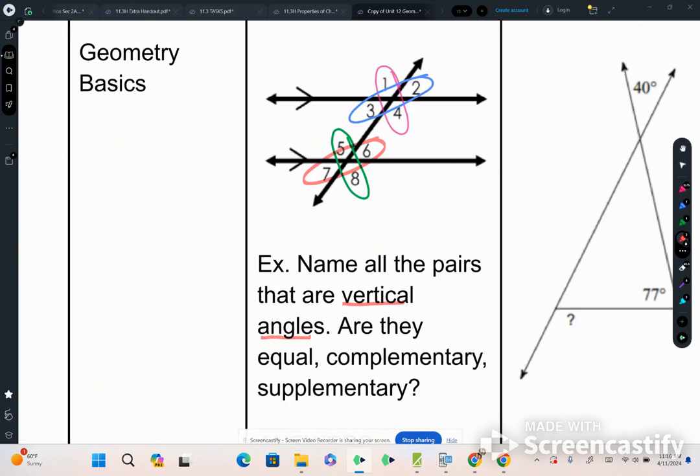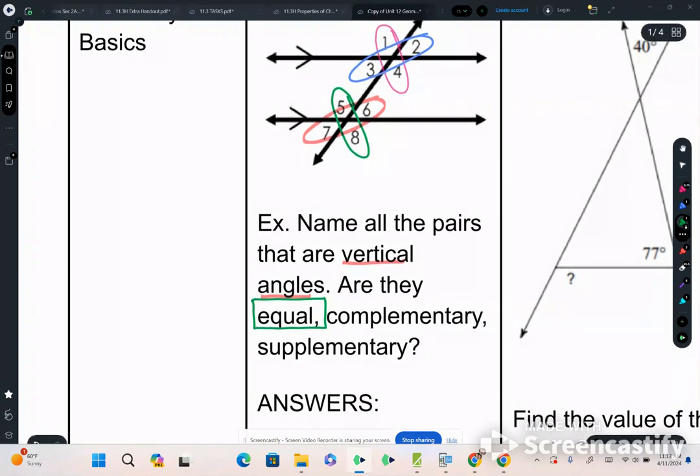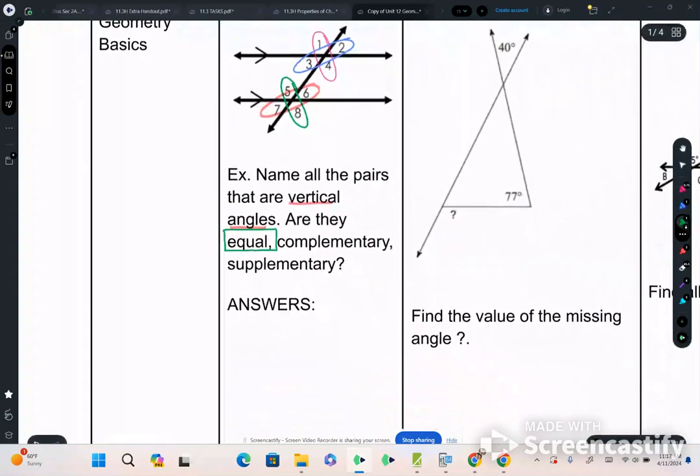It's asking us if they're equal, complementary, or supplementary. And hopefully from back in middle school, we remember that they are equal to each other. All right, so vertical angles are always equal to each other. And the way we usually write that is we are going to write that as a statement.